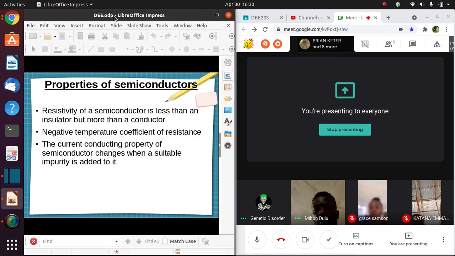Now, they have a negative temperature coefficient of resistance. Sana for the pure ones. When I increase the temperature, then the resistance reduces. When I reduce the temperature, then the resistance increases. This is known as negative. For the negative temperature coefficient, you reduce temperature, resistance increases. This is usually seen in the pure semiconductors.